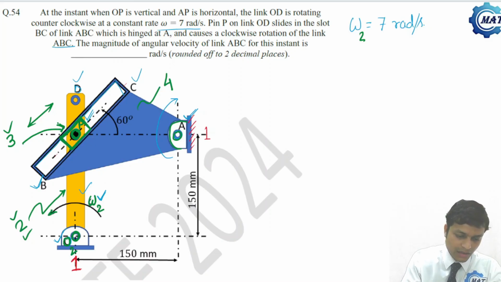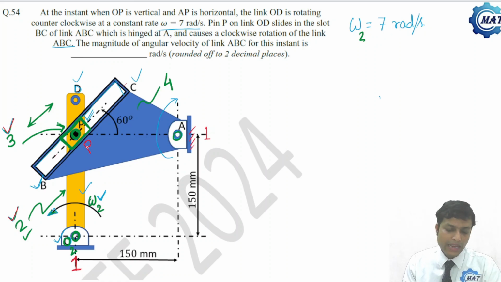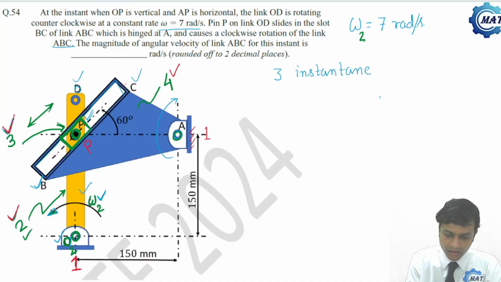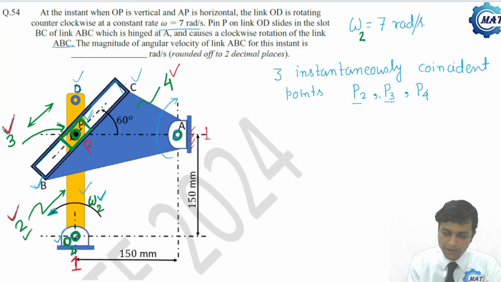Now let us concentrate on this point P. You can imagine that point P lies on 3 bodies: it lies on body 2, body 3, as well as body 4. So there exist 3 instantaneously coincident points. They are P2, P3 and P4. That is, point P which is on body 2, point P which is on body 3, and point P which is on body 4. This we have discussed several times in our full course. Those who have gone through my lectures, this problem is very easy. Let me define it once again here also.